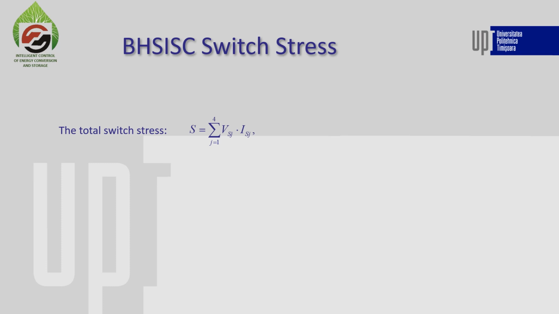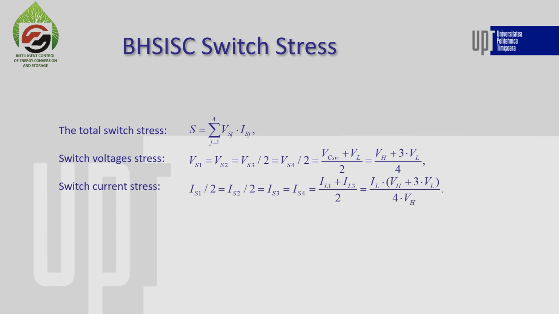We calculate the total switch stress in the same way. Here we see that two switches have a higher voltage and two switches have a lower voltage compared to the conventional buck-boost converter, and the same thing with the currents. Two switches have higher values for the currents, and two switches have lower values compared to the conventional buck-boost converter.